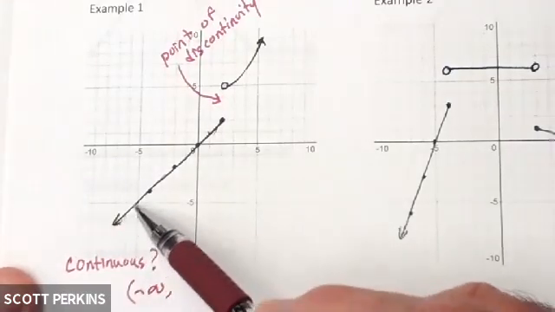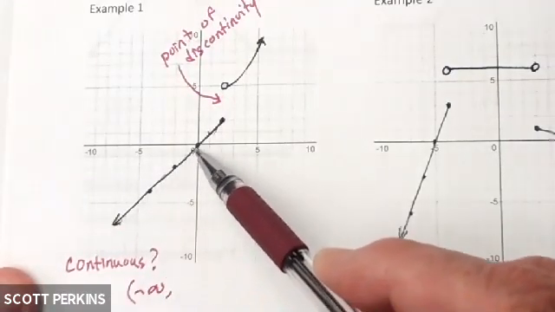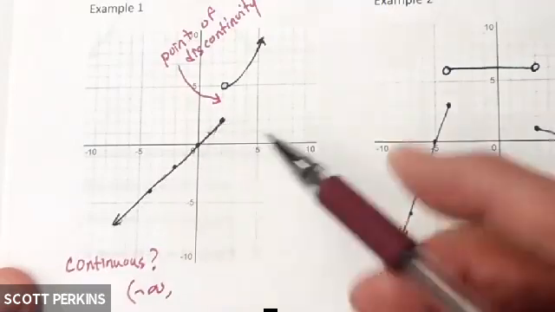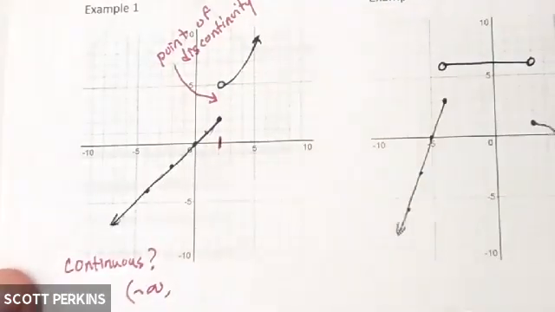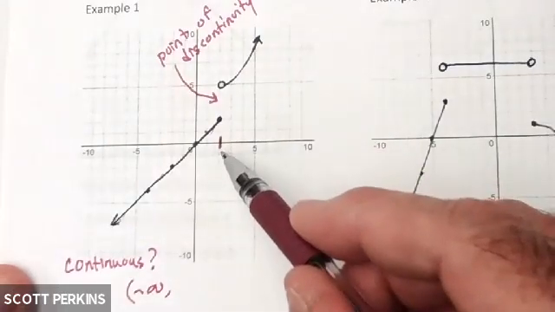Where does this stop being continuous? What x value does this stop being continuous at? Yeah, this right here. I'm just going to put a little mark right here so everybody can see it. Right here at the x value 2.